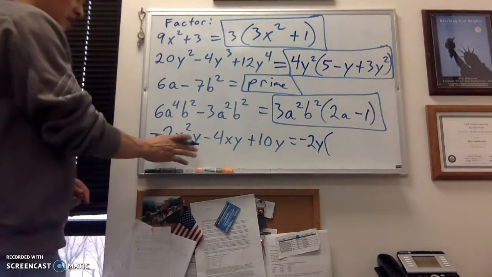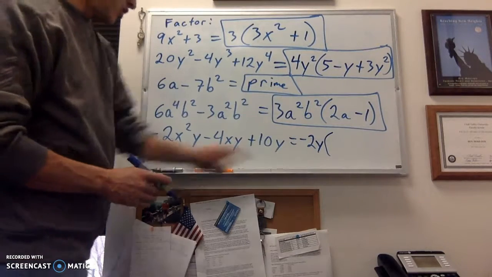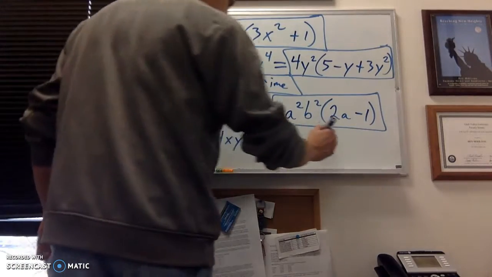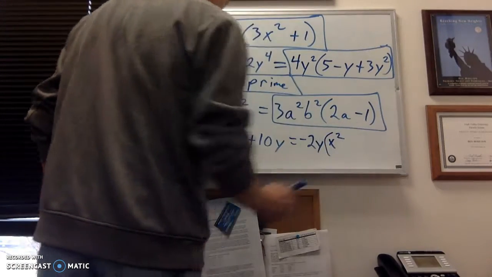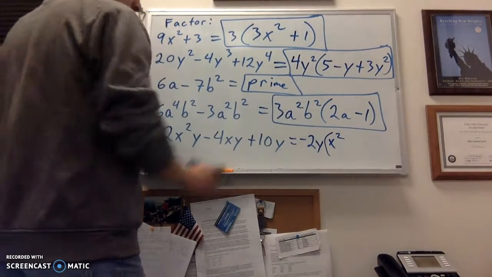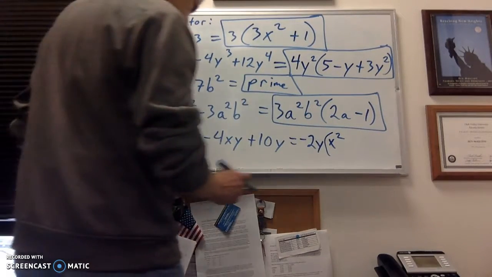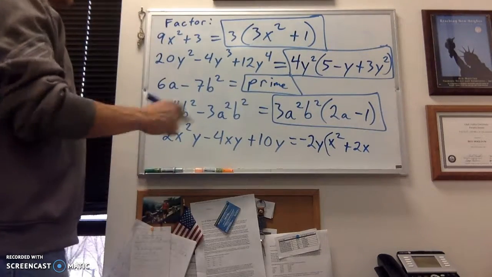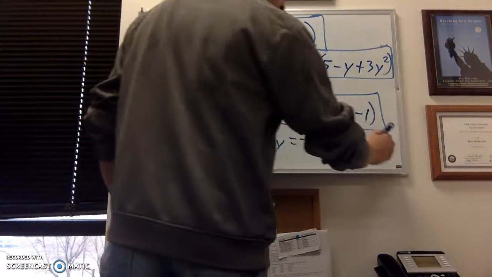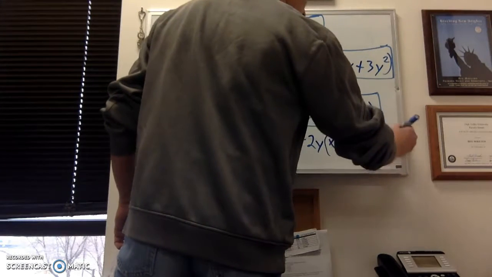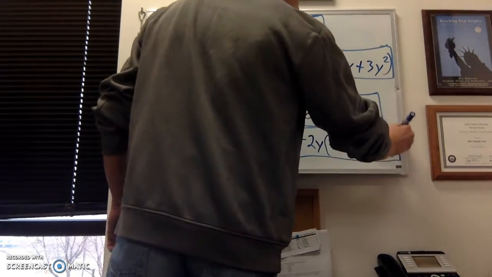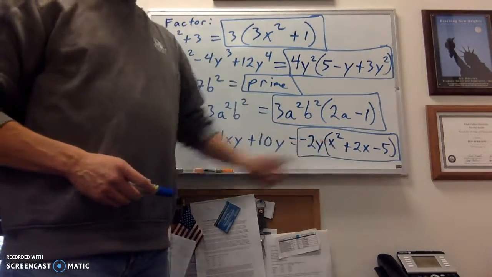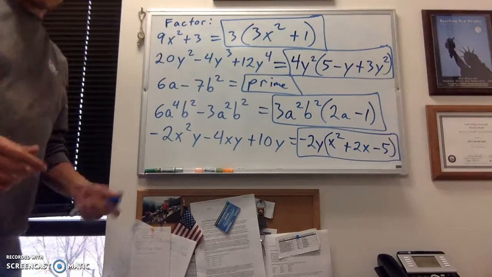-2x squared y divided by -2y gives me a positive x squared. Negative 4xy divided by negative 2y gives me a positive 2x. Negative 10y divided by negative 2y is a negative 5. And that is as far as that one goes. Down the line, we're going to see this trinomial that you get there possibly factor some more.